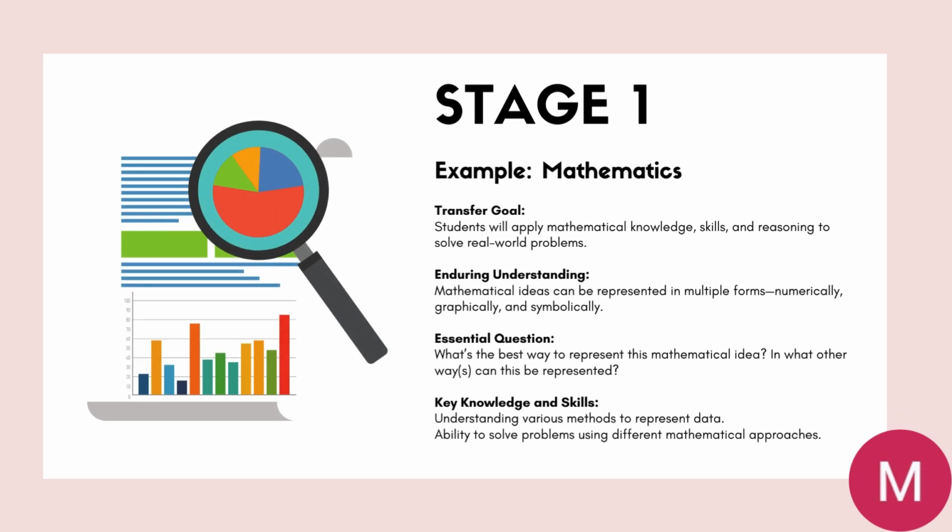An example of this that I use throughout the presentation for backward design is in mathematics. So the transfer goal: they will be able to apply their reasoning to real world problems, ensuring understanding that they can represent it in multiple forms, whether numerically, graphically, or symbolically. The essential question: what's the best way to represent this idea? How can it be represented in other ways? And the key knowledge and skill being that they can understand different ways to represent data and solve problems using different approaches.